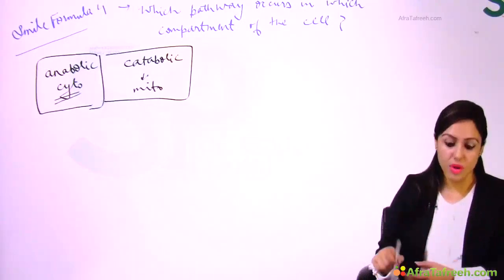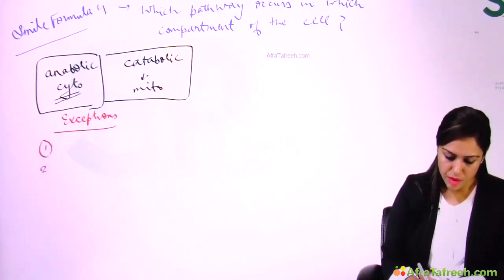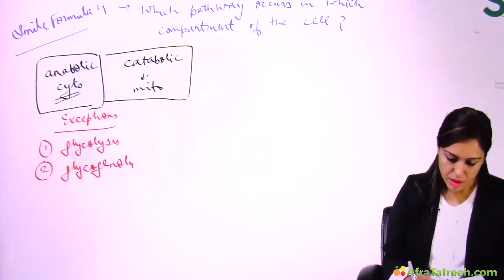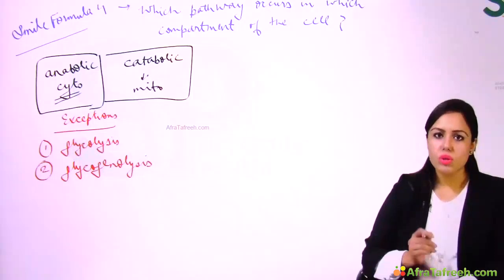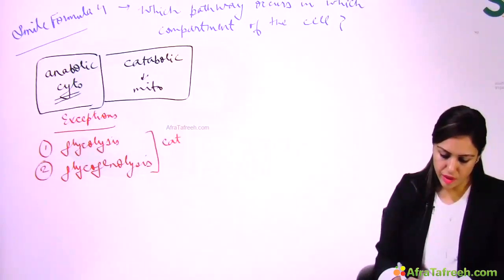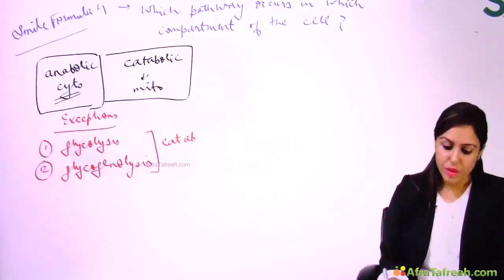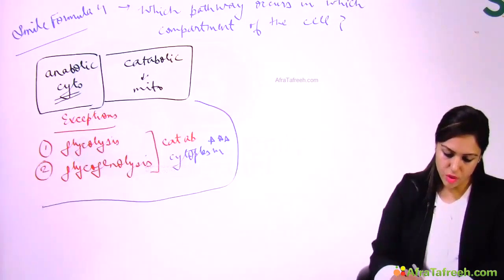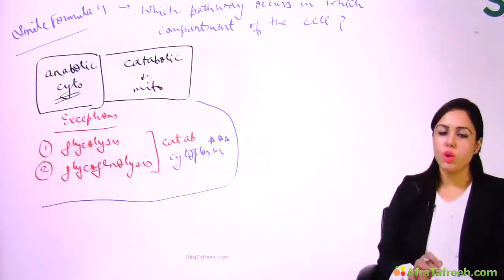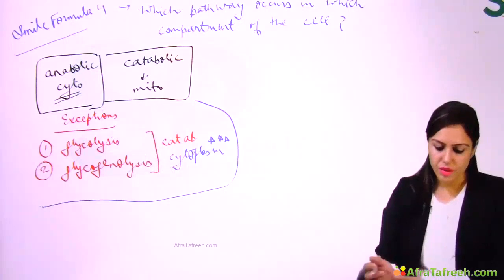So this is a short formula, but we have exceptions to this formula. Two exceptions: glycolysis and glycogenolysis. Glycolysis and glycogenolysis both are catabolic pathways. According to our formula, they should occur in mitochondria, but no, they both occur in cytoplasm. So these are two exceptions here, right? Be careful. Glycolysis and glycogenolysis are catabolic, but they both occur in cytoplasm, right?